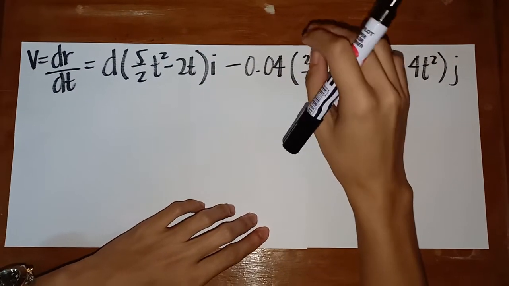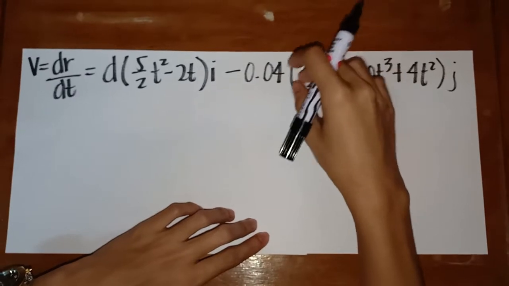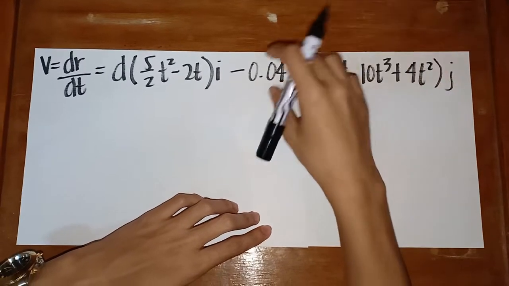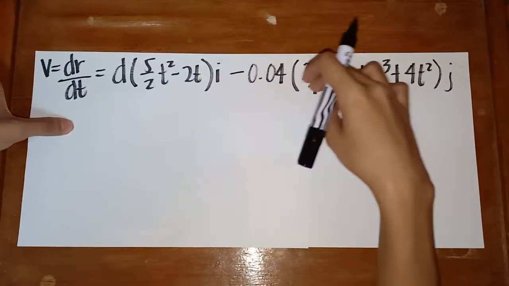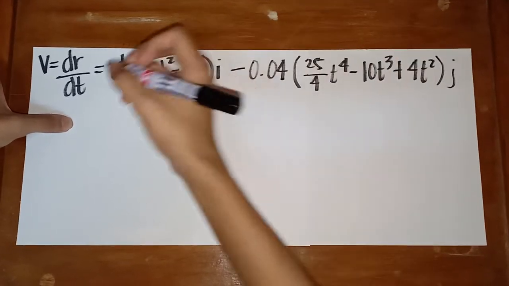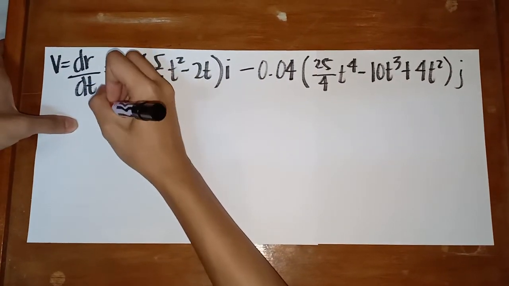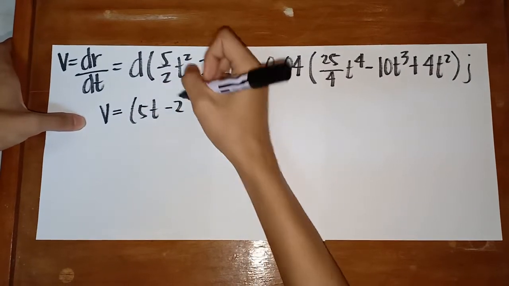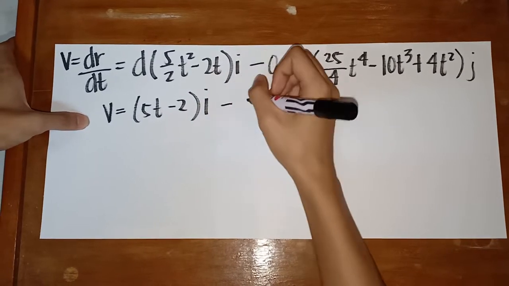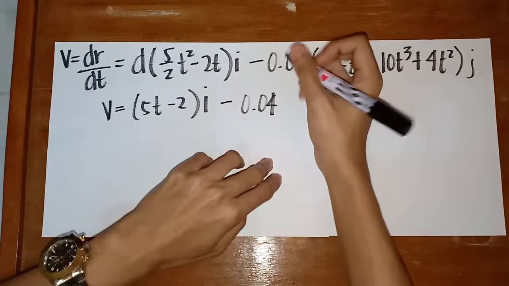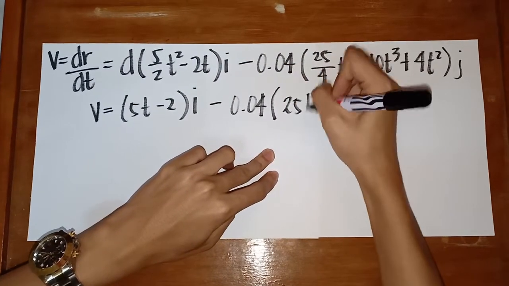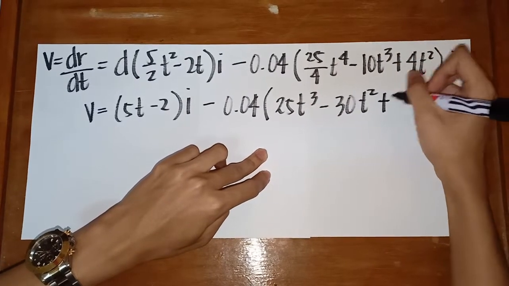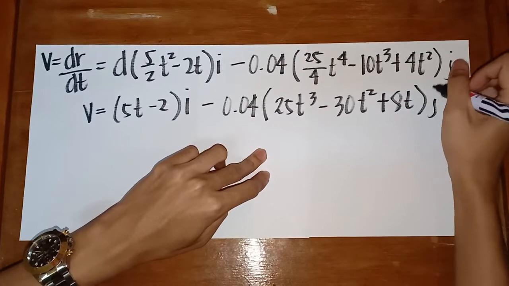Yung gagawin naman natin, kukunin natin yung velocity. Alam natin na ang velocity is defined by the change in position with respect to time. So, i-derivative natin tong nakuha natin na position vector. Makakuha tayo ng equation ng velocity, which is 5t minus 2 i minus 0.04 times the quantity of 25t cubed minus 30t squared plus 8t j.